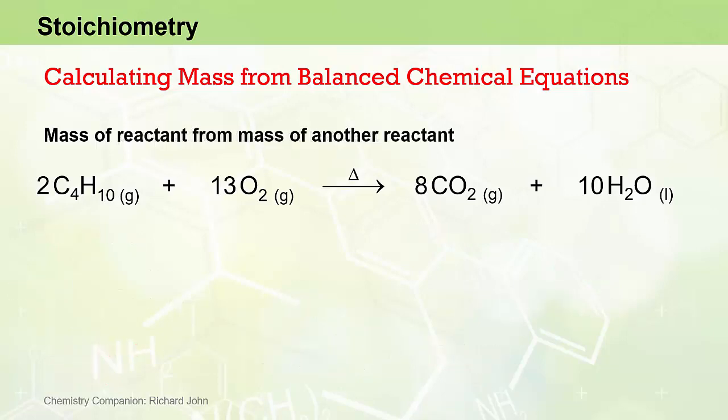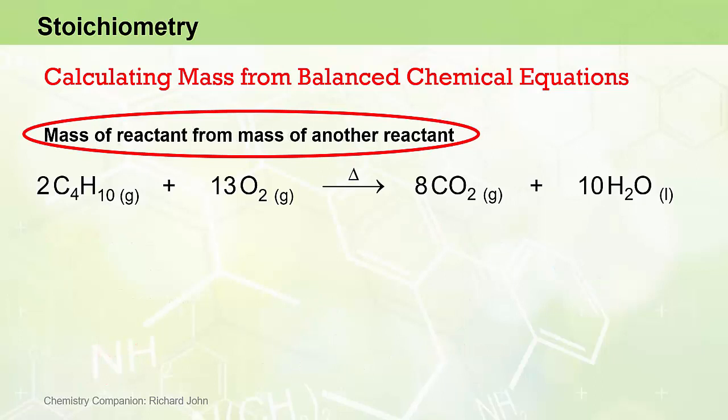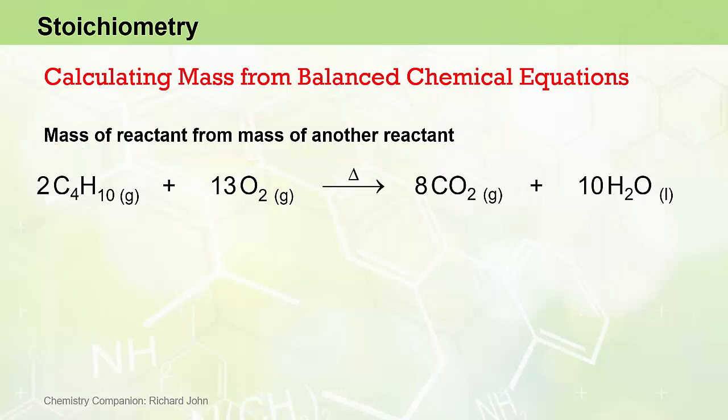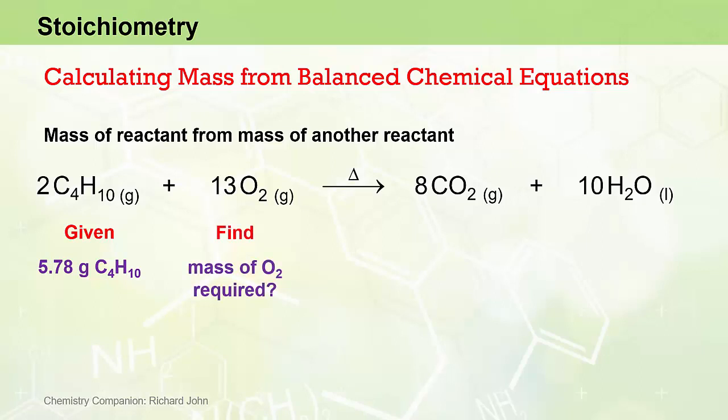In this video, we're going to use a similar approach to calculate the mass of a reactant required to exactly react with a given mass of another reactant using the same butane combustion reaction. If we again say that we are given 5.78 grams of butane, but this time we want to calculate the mass of oxygen required to completely react with this mass of butane, we will again see that we cannot do this calculation directly in a one-step process, going from mass of butane to mass of oxygen.